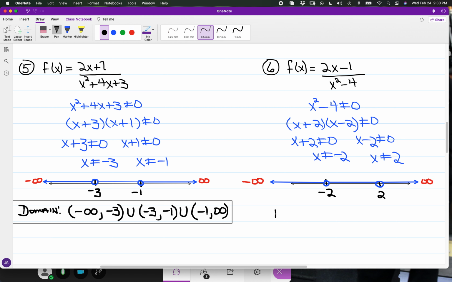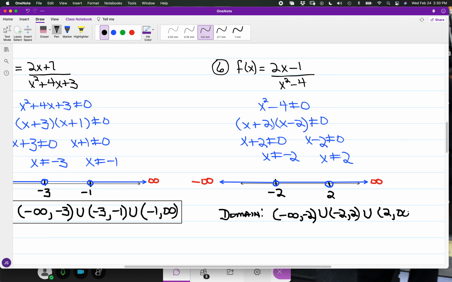And so for the domain, starting in order from left to right, you have those values running from negative infinity approaching negative 2. Then bypassing negative 2, approaching 2. Then going past 2, and going continuously on out to infinity.